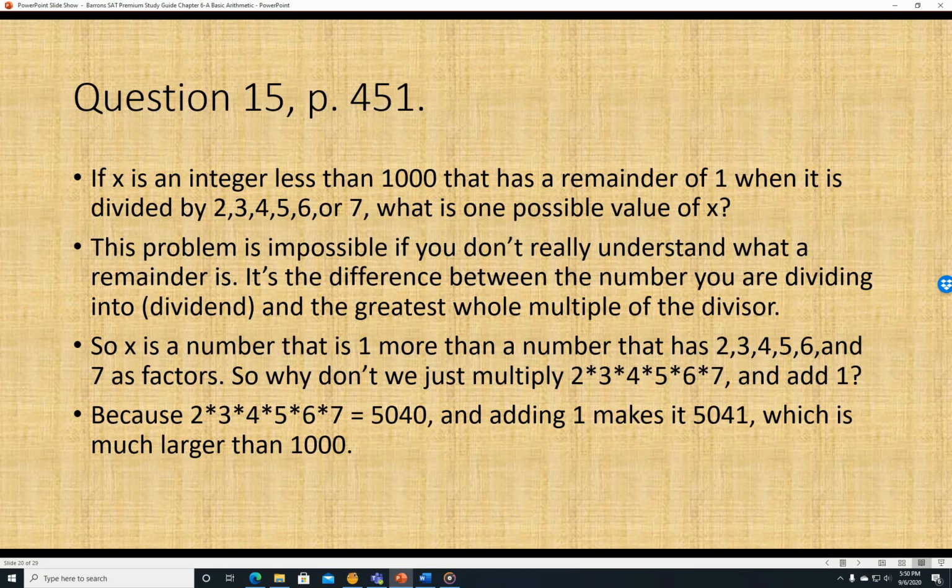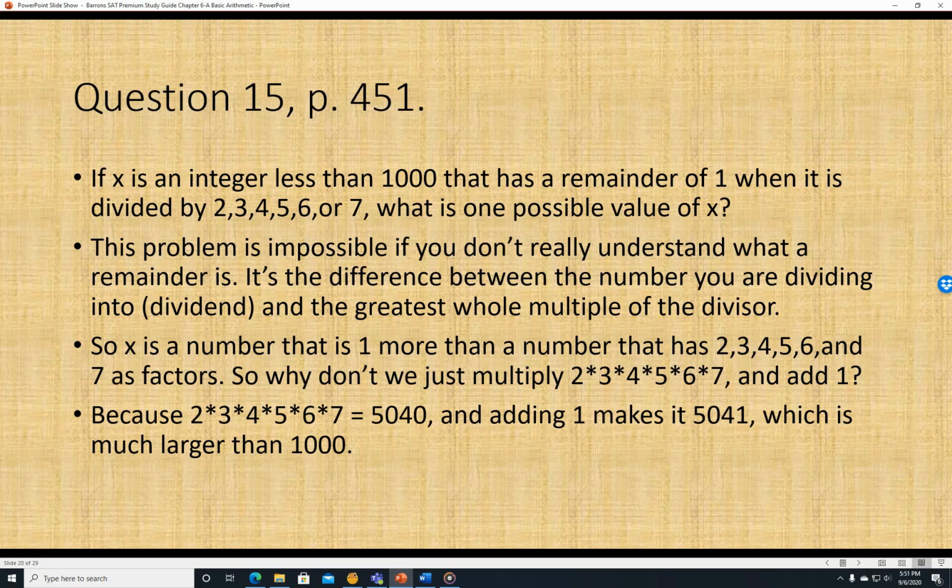So anyway, it's the difference between the number you are dividing into, which is called the dividend, and the greatest whole multiple of the divisor, so the number that you're dividing by. So x is going to be a number that's one more than a number that has 2, 3, 4, 5, 6, and 7 as factors. That is, you multiply 7 by some number, you can get a number that's one less than x. Same thing with 2, 3, 4, 5, 6, and 7.